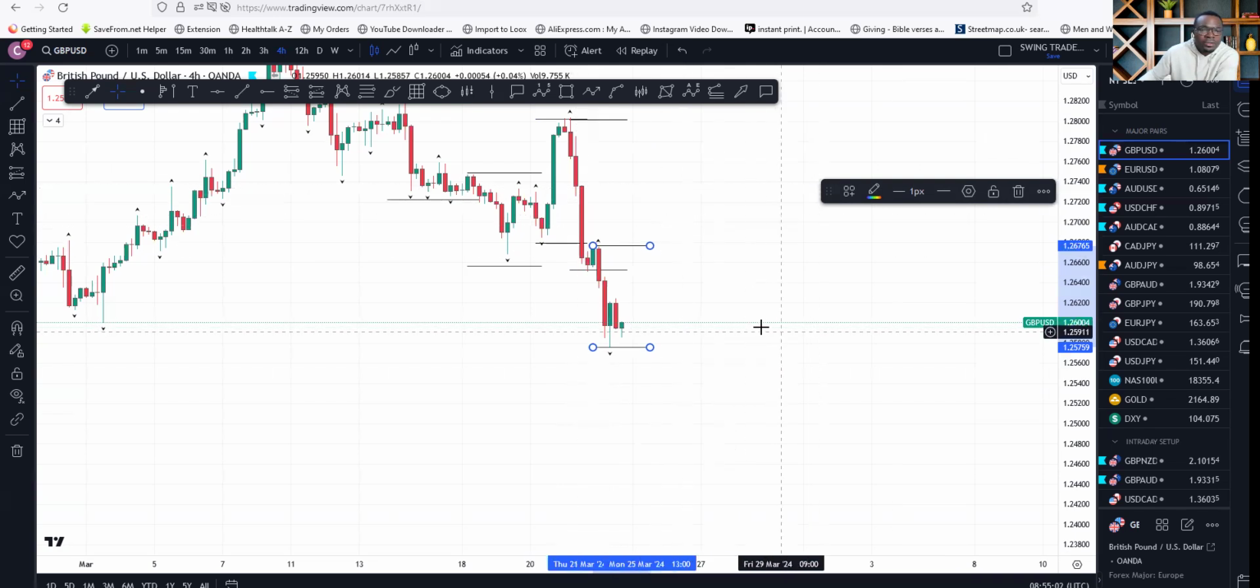And I will explain that to you in a moment. Why? So we have a pullback going up there. So this is a pullback, a retracement, but to where should we be expecting a sell?